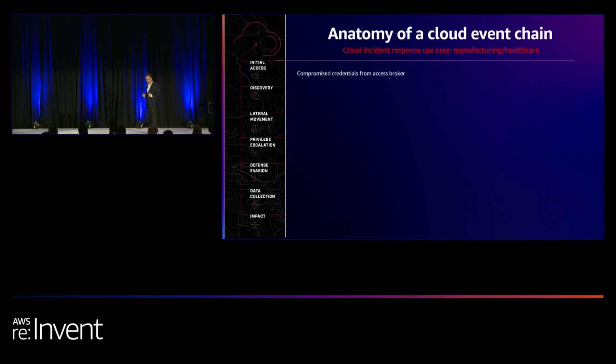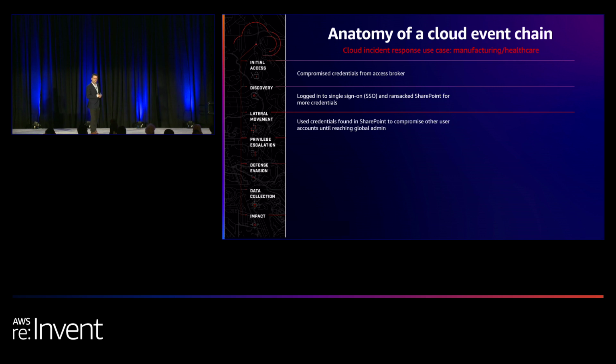We talked about the compromised credentials that were simply purchased from an access broker on the dark web. And then use those credentials to log into a single sign-on portal to then look inside of a company's resources that were behind that single sign-on. So this is, in this case, a SharePoint portal where this particular customer was storing administrative passwords. I'm sure nobody has ever seen that before in this room, but it does happen. So they take the credentials from SharePoint and start moving laterally, compromising other resources.